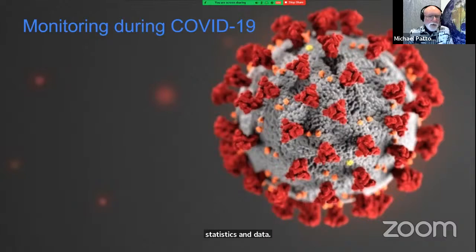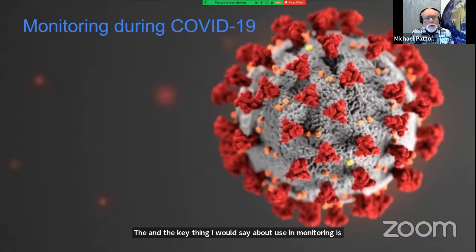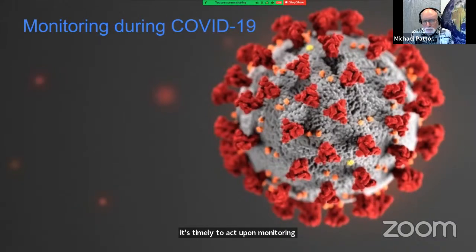And the key thing I would say about use in monitoring is to, again, look at it in terms of when it's timely to act upon monitoring data. So a concrete example of how monitoring data can be used is to monitor dropouts. A common mistake that gets made with monitoring is called the dosage issue. People need to participate in a program for it to have an effect. And a lot of programs, at the end, the evaluator looks at the participation data and reports a dropout rate.